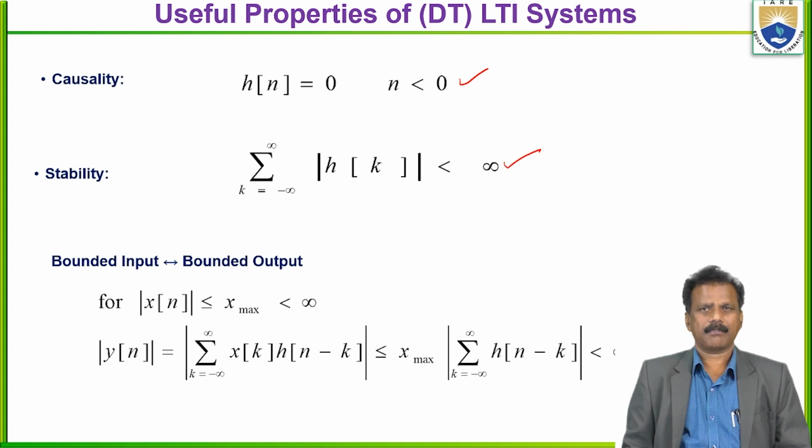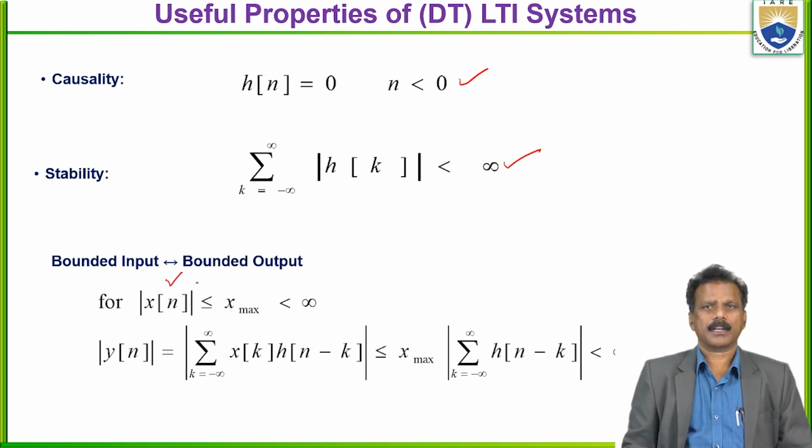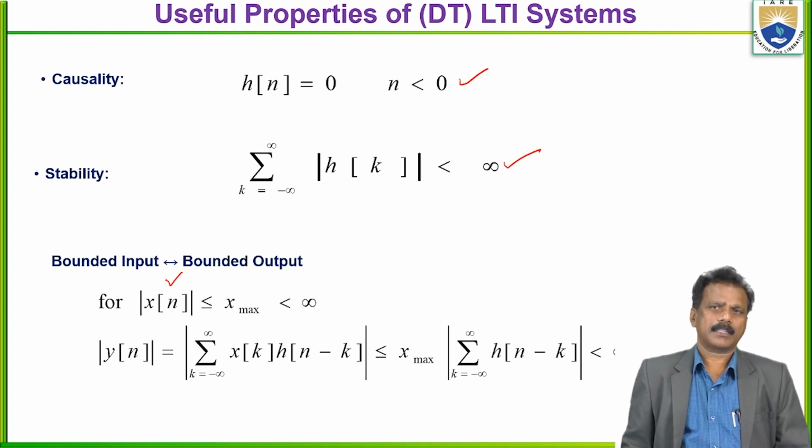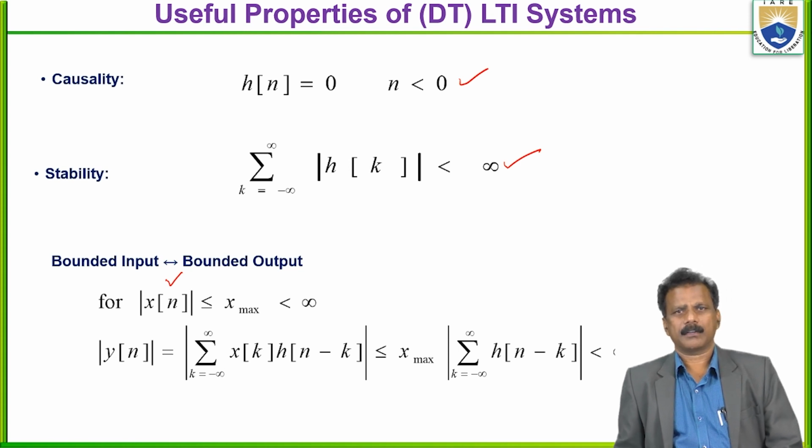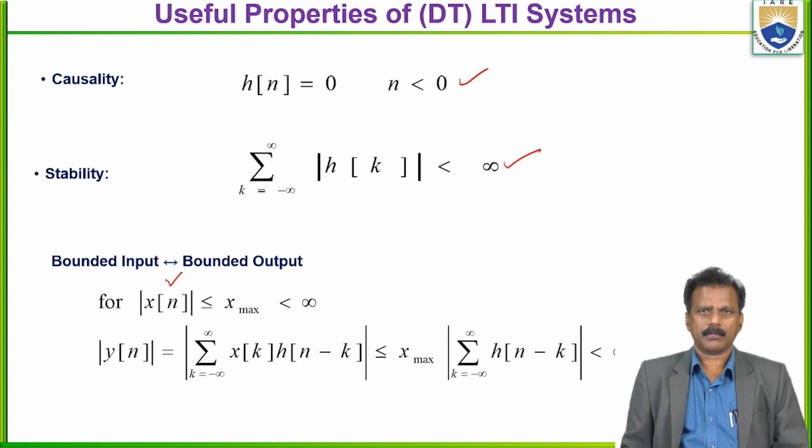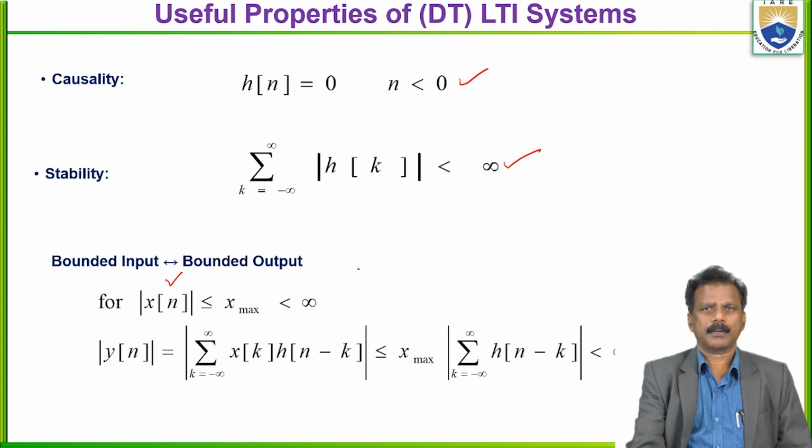We will consider mod x of n less than or equal to x maximum, which is less than infinity, where y of n is equal to the mod of the summation k equal to minus infinity to plus infinity x of k into h of n minus k, less than or equal to x maximum times the summation k equal to minus infinity to plus infinity of h of n minus k. Like this, we need to represent x of n, mod x of n less than or equal to x maximum, x maximum less than infinity.